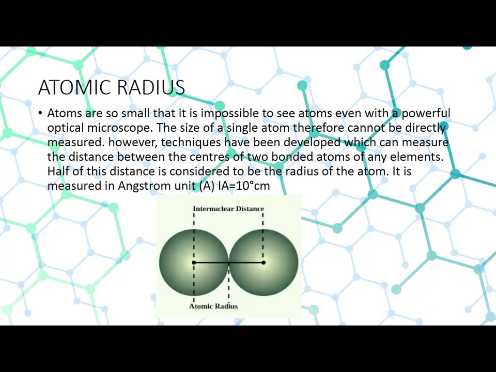So scientists proposed a new technique to measure the atomic radius or atomic size. They consider two bonded atoms and measure the distance between the nuclei of both atoms. This is the internuclear distance, from the nucleus of the first atom to the nucleus of the second atom. When this distance is divided by 2, cut into half, it gives the radius. In this way scientists can obtain the atomic radius of any atom. So half of the distance is considered to be the radius of an atom.